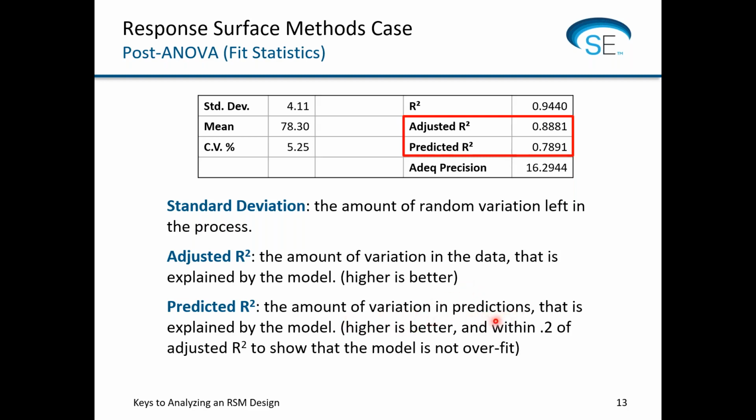The predicted R-squared is the amount of variation in predictions. You're going to use the model to make predictions, so how much of the variation in predictions is explained by the model? Again, higher is better. The guideline rule of thumb is that these two should be within 0.2 of each other in order to show that the model is not overfit, that you don't have too many insignificant terms in your model. So our model fit is good.